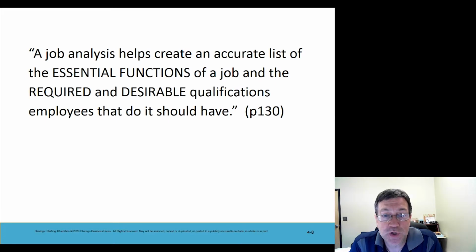So with those task list items, those essential functions, what kinds of background and knowledge and experience and skills and capabilities do you have to have to be able to do those things? Which of those things are absolutely non-negotiable required, and which of those skills and knowledge and experiences are nice but not critical? We can make you successful even if you don't have those things.